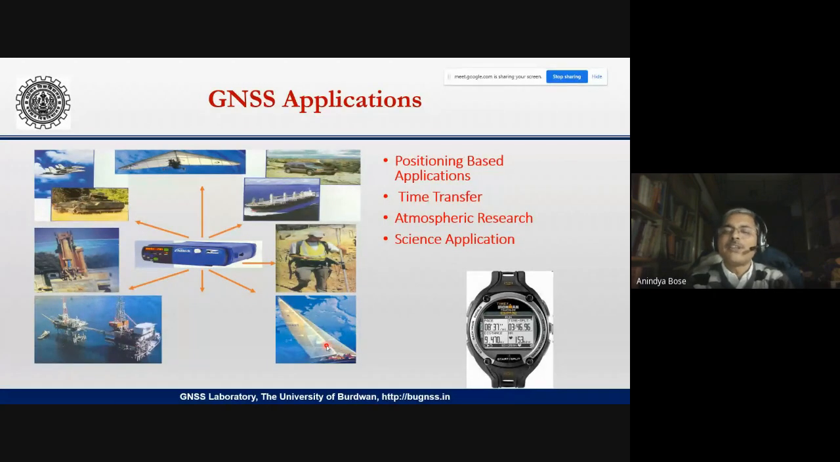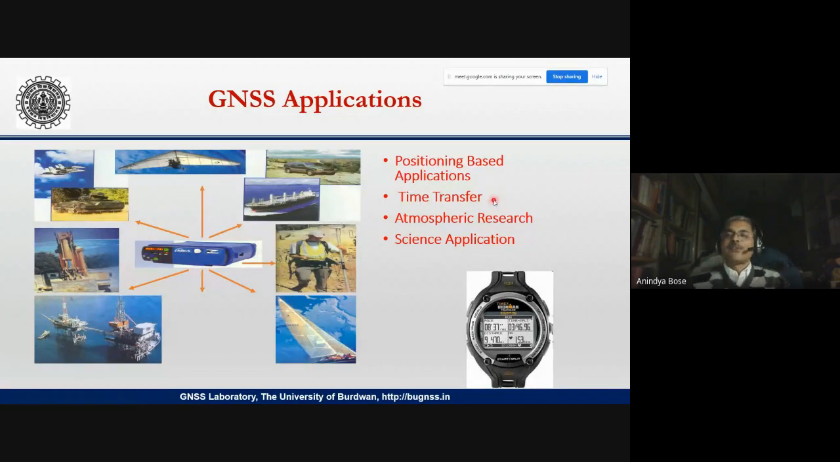First is position-based application. It gives us a position solution. The main user base is surveyors for surveying, navigating on land, in air, or in ships, and for monitoring of man-made and natural disasters, etc. It's a cartoon I have made. So this is a receiver. It is giving a solution, and these are the different types of solutions that are possible.